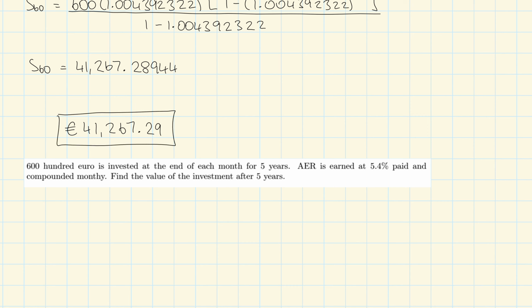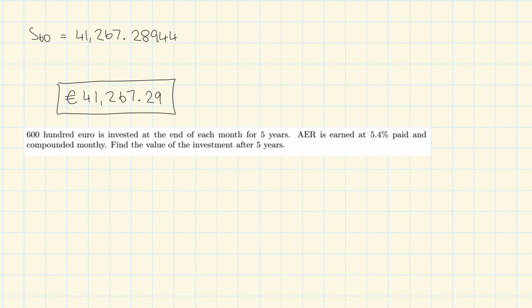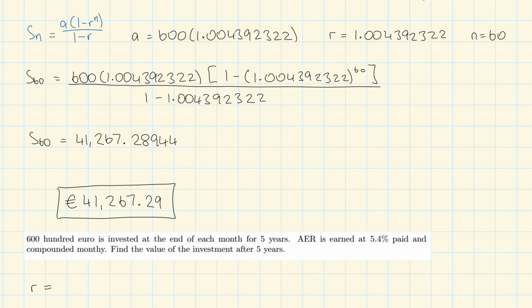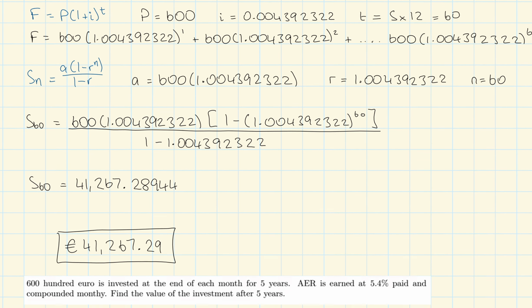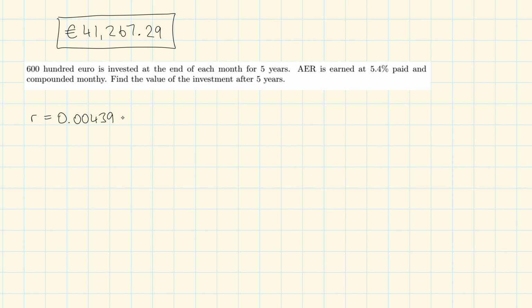Okay, so now if we look at the second question, we'll see it's the same set of figures. €600, end of each month, 5 years, annual equivalent rate 5.4%, compounded monthly, find the value of the investment. So what's changed is, it was invested at the beginning of each month, but now it's being invested at the end of each month. So what we'll do is our interest rate, we'll skip ahead a little bit. We don't need to repeat our steps, so we know it's 0.004392322.